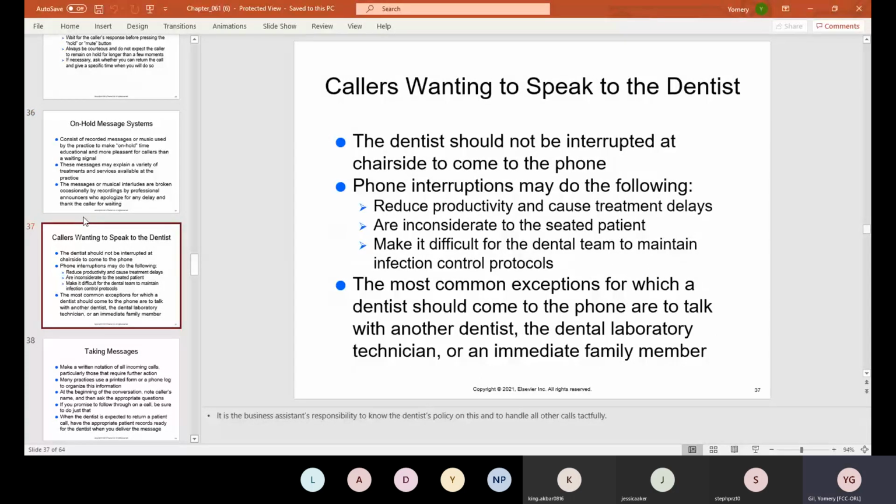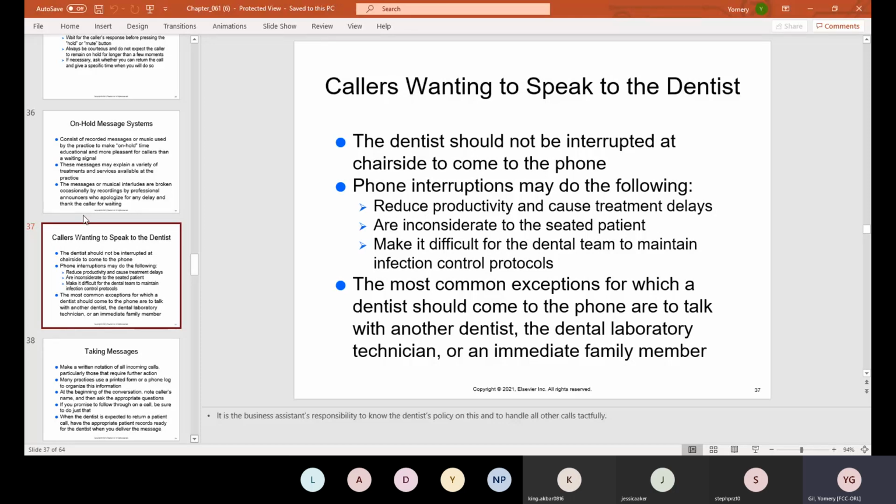Callers wanting to speak to the dentist. The dentist should not be interrupted at chairside to come to the phone. Phone interruptions may do the following. They reduce productivity and cause treatment delays, are inconsiderate to the seated patient, and make it difficult for the dental team to maintain infection control protocols.